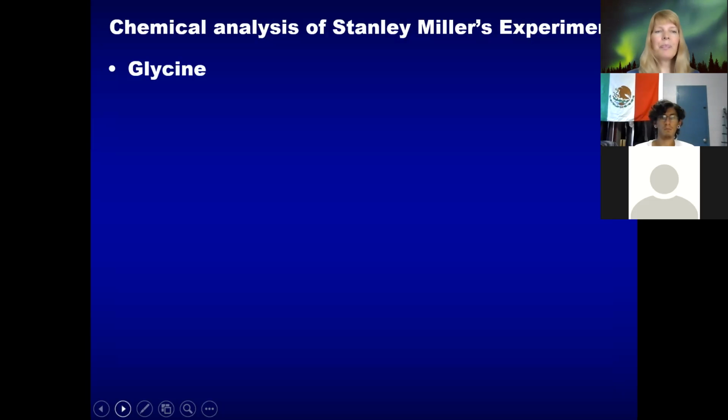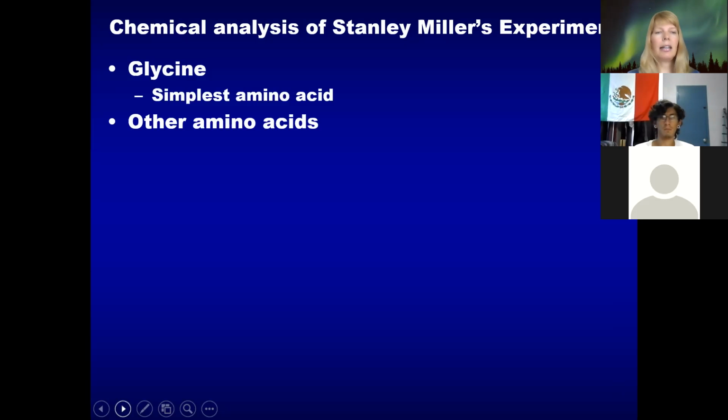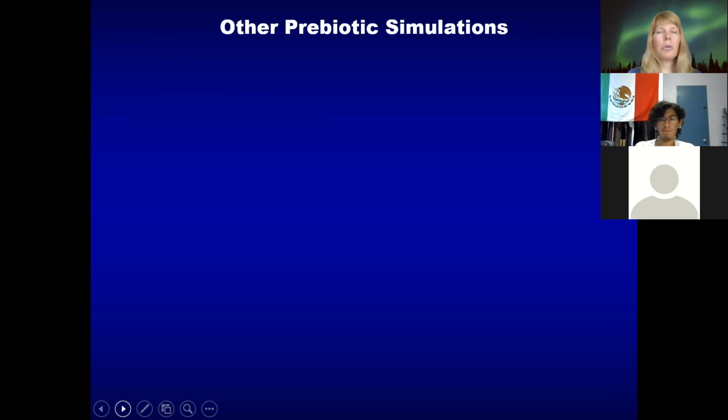And so from his experiment, they got a simple amino acid. Glycine is one of the simplest amino acids. And they would repeat the experiment and they would get these other amino acids, and they're like, holy cow, we're actually generating organic matter from simple inorganic matter and applying an energy source. And so that kind of took off.